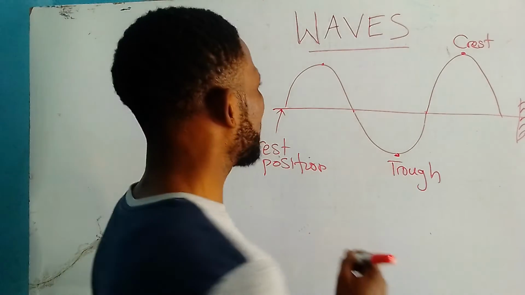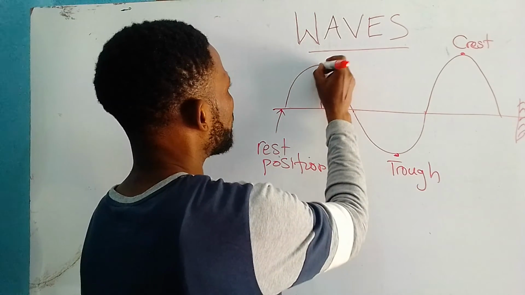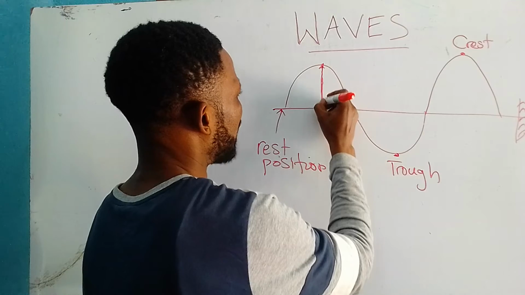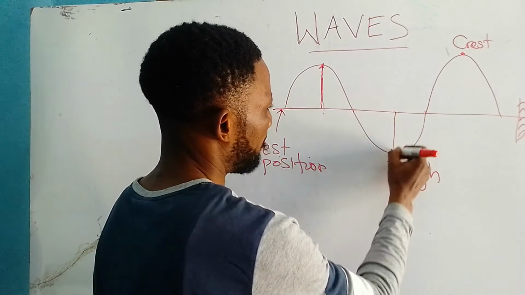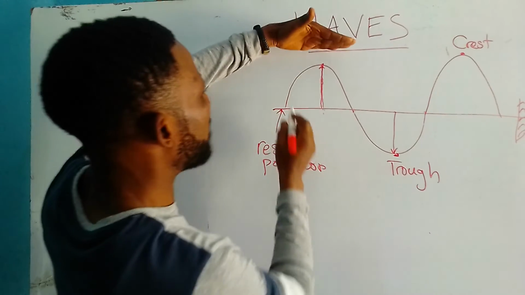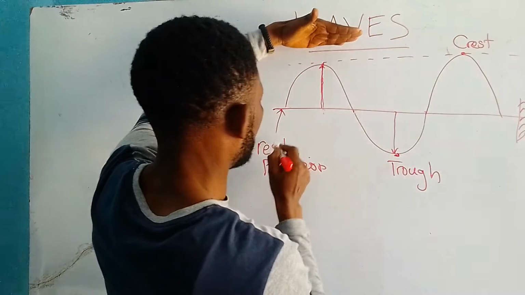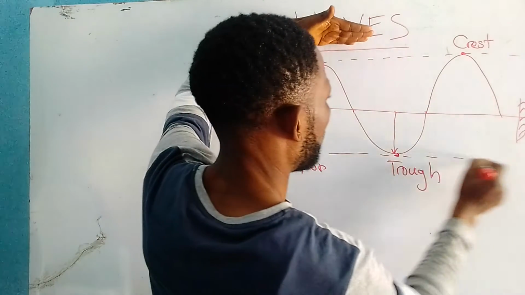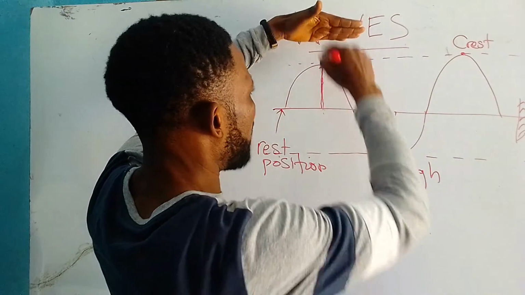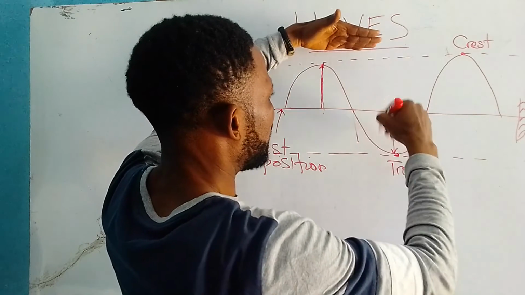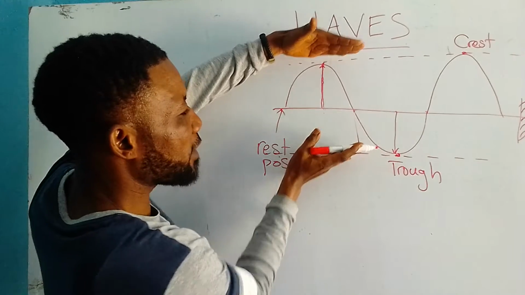Now I want you to see that this particle is vibrating from rest position right up to this point, and then it returns back and comes right down to this other point. So the particles are vibrating within this distance. This particle here is moving up and down. This one here up and down. All the particles are moving up and down within this maximum space.